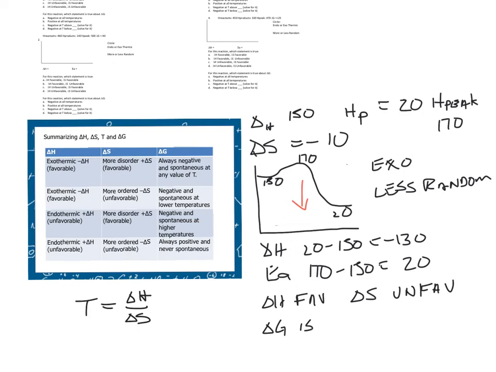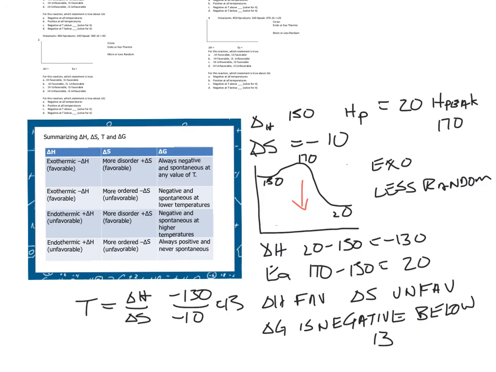So I need to say delta G is negative. This tells me at lower temperatures, so I'm going to choose negative below. And then I'm going to do this math where I divide my delta H by my delta S. Negative 130 divided by negative 10, that's 13. So delta G is negative below 13 degrees.